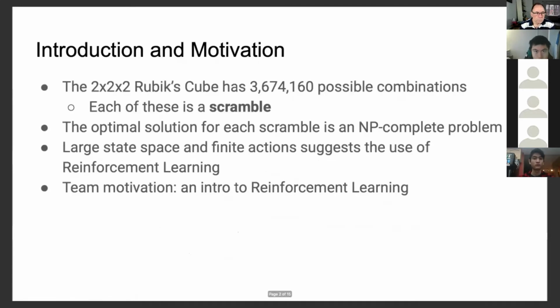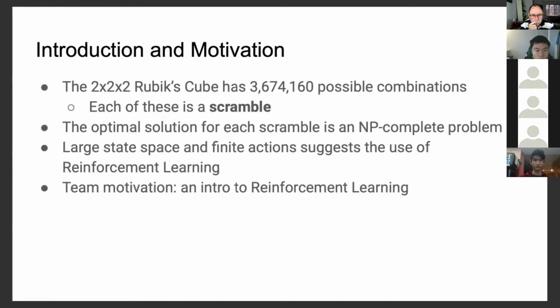So this problem is interesting because even the 2x2x2 Rubik's Cube has over 3.6 million possible combinations. And finding the optimal solution given an initial combination, which we call a scramble, is an NP-complete problem. So machine learning is a different, interesting approach to this problem. Specifically, reinforcement learning is a possible use because it has a large state space and finite actions. And to us, it's basically an introduction to reinforcement learning.